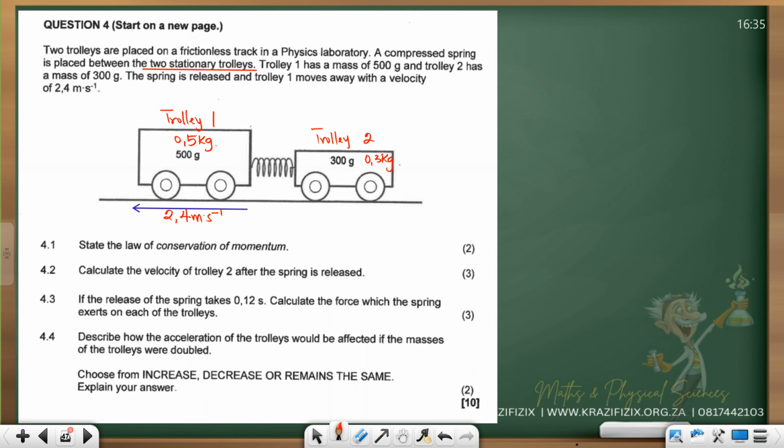State the law of conservation of momentum. Now, if you check, all the definitions are what I told you they will ask you. The total linear momentum in an isolated system is conserved. And first 2 marks in the bag. 2/10. That's where to start from. Calculate the velocity of trolley 2 after the spring is released.